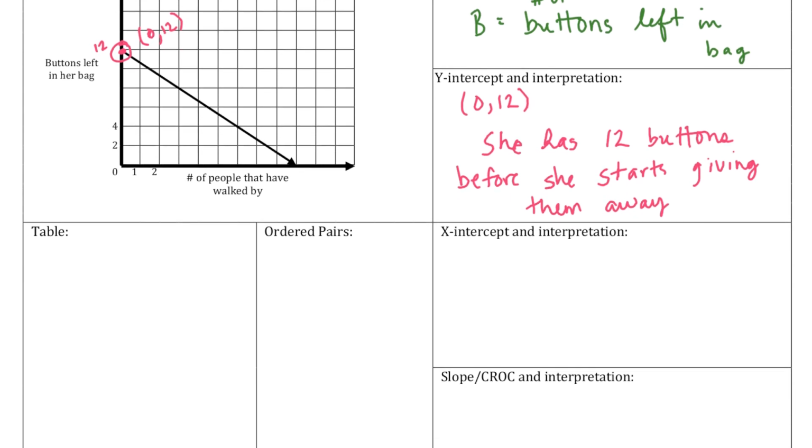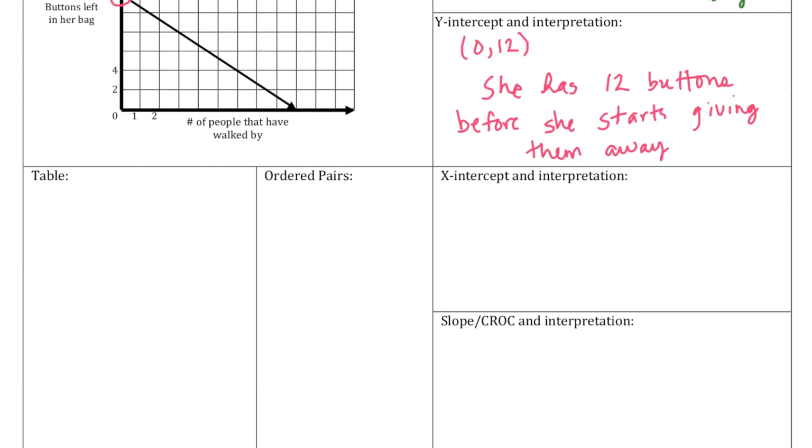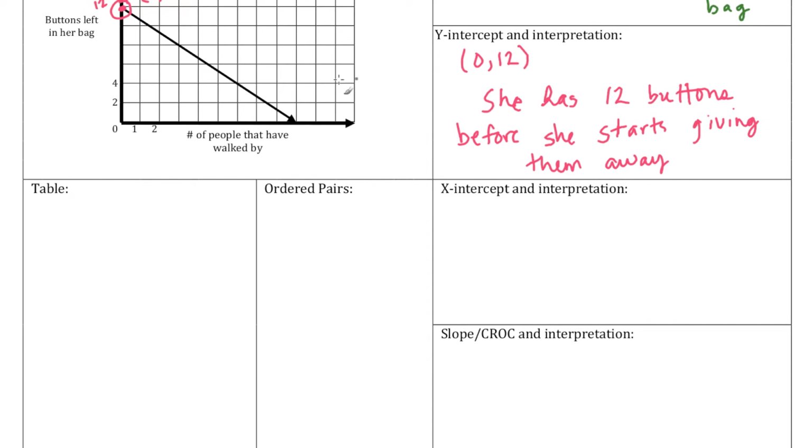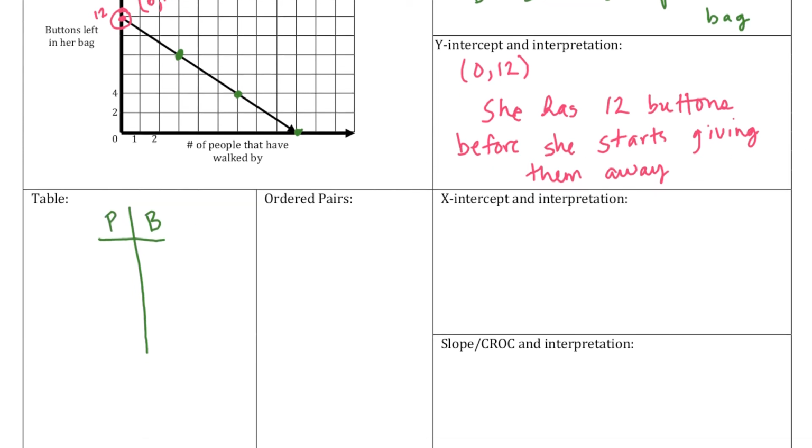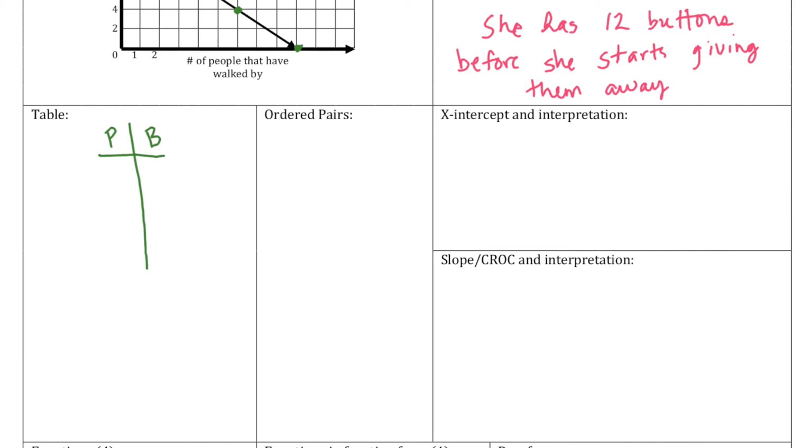So let's make a table. In order to make this table, we need to locate some points. So we have one there, one here, one here. We have them all over the place. But some of them don't make sense, and we're just choosing the nice integer value ones. So we have the variable that I care about, which is buttons left in bag, will depend on the number of people that walk by.